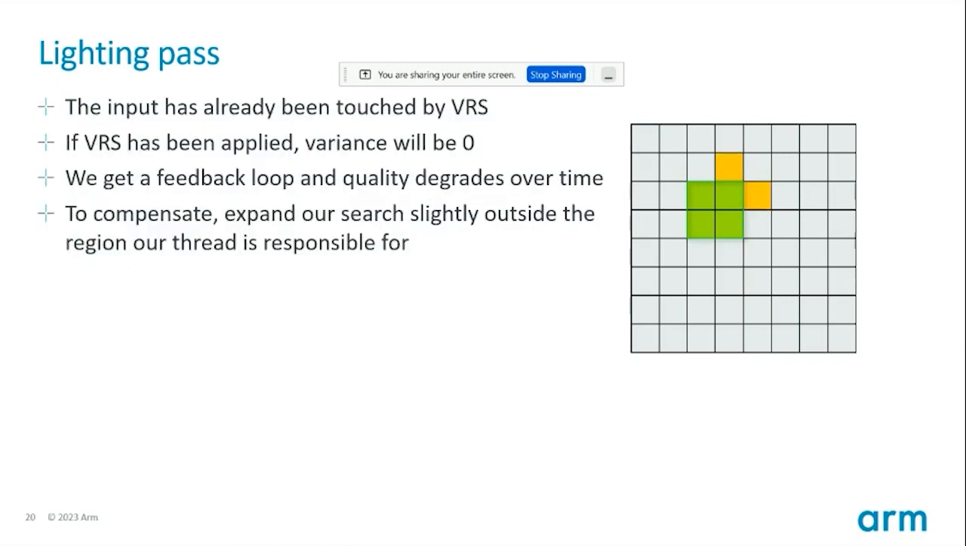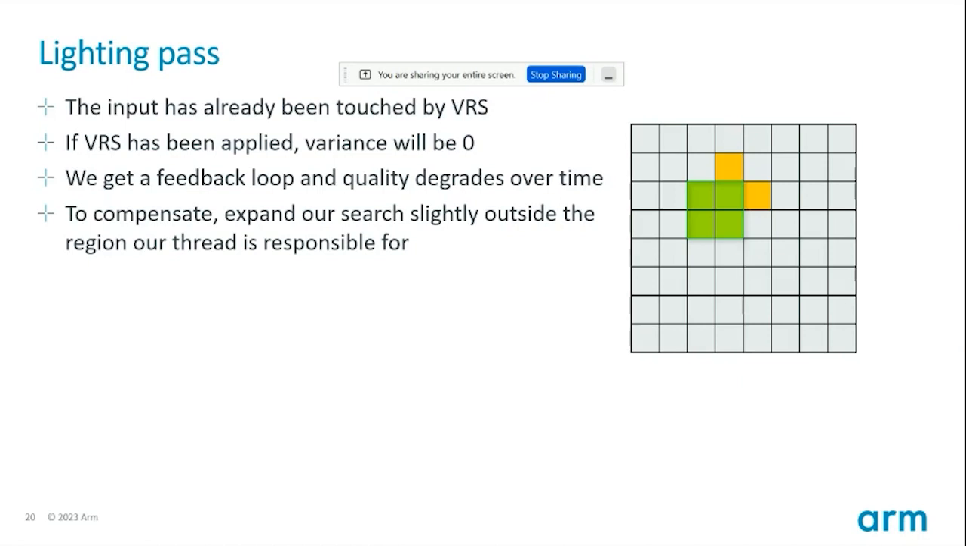Or is that the only difference? There is one more significant difference, which is that in this case, the input we're using to generate the attachment has already had VRS applied to it. So if you consider a 2x2 region, well, if we used 2x2 VRS in the last frame, we wrote the same result to all of those 4 fragments. So when we analyze it this frame to figure out what shading rate to use, well, all of the pixels are exactly the same. The variance is 0. So of course we can use VRS this frame as well.